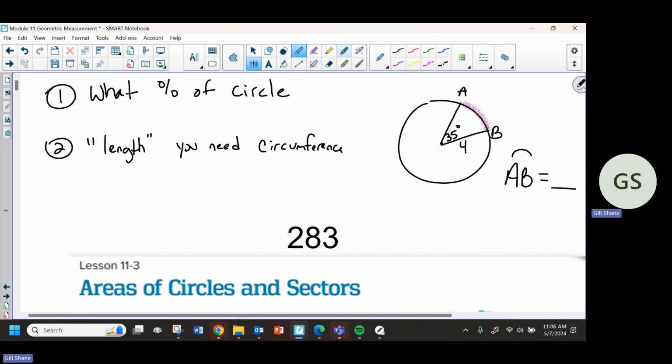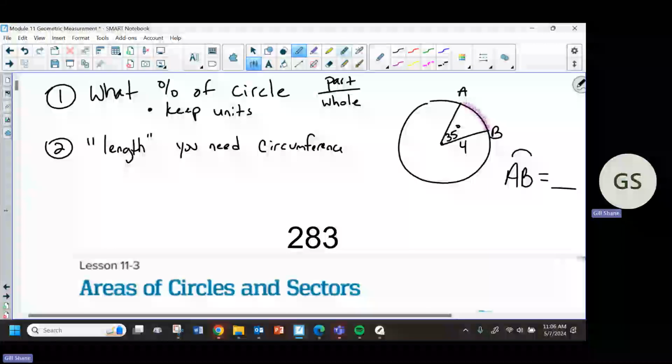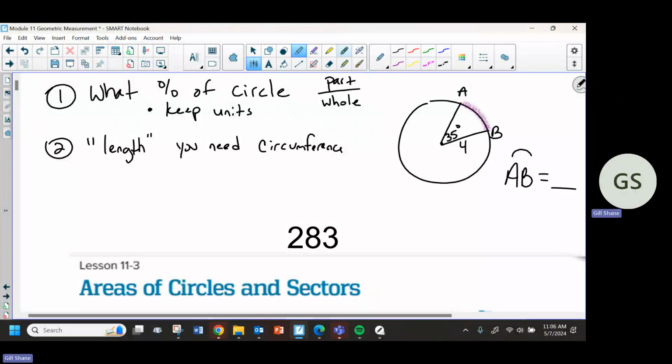What do we use to find the percentage of the circle? Well, what is a percentage? For a percentage, we do part divided by whole, and we want to keep the units the same. If it's degrees, then the top and bottom would both be degrees. The part and the whole would be degrees. If it was radians, the top and the bottom would be radians.